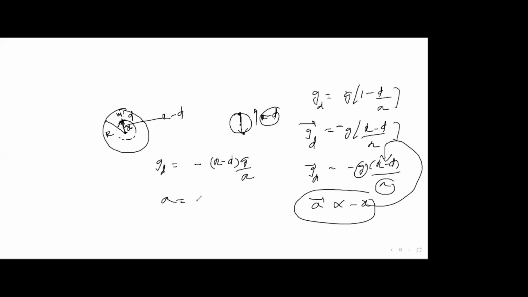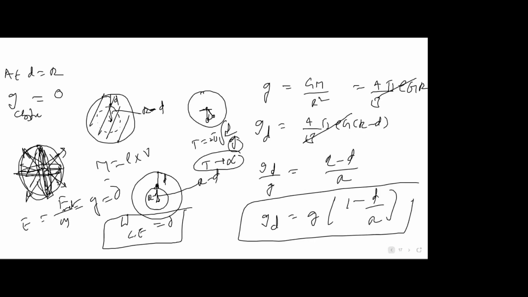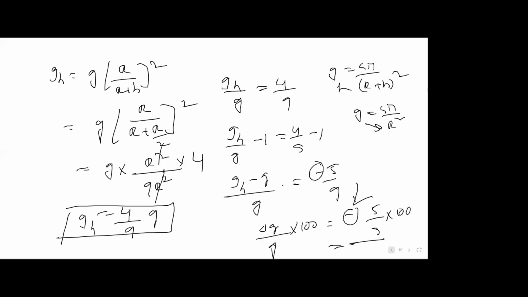If you compare this with the standard equation of SHM, minus omega square x, where this x is from the center, what is the value of omega square? g by R. So omega will be root of g by R. This implies omega, 2 pi by T, is equal to root of g by R. Therefore, the time period of oscillation of this particle placed at a depth d is 2 pi root of R by g. With this time period it oscillates simple harmonically. This is the variation of g with height and depth at different locations.